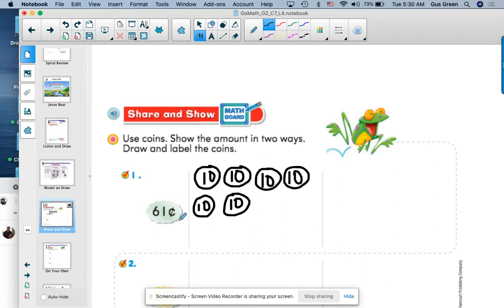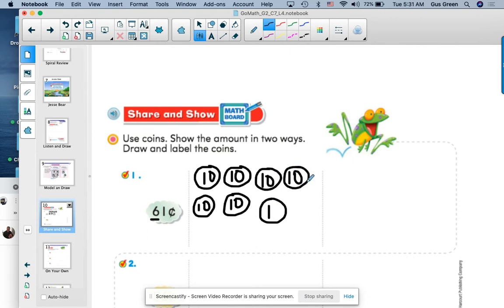Okay, so 6 dimes is 60 cents, and then I'll need 1 penny to get the 1 cent. So I can kind of think of this as like our place value lessons. 6 tens and 1 one. Oh, I made my own mistake there. Let me fix this. 6 tens and 1 one. 61. That's one way to make 61 cents.